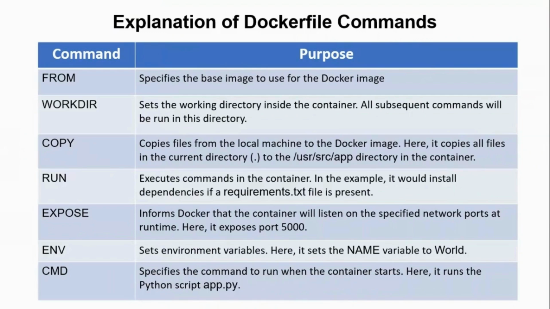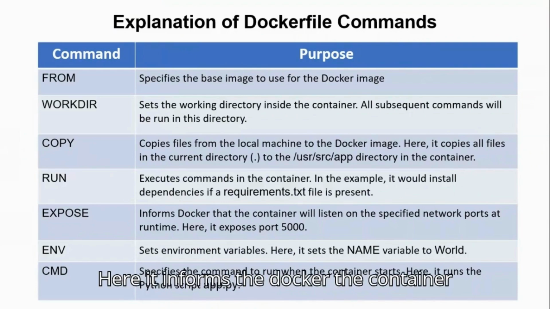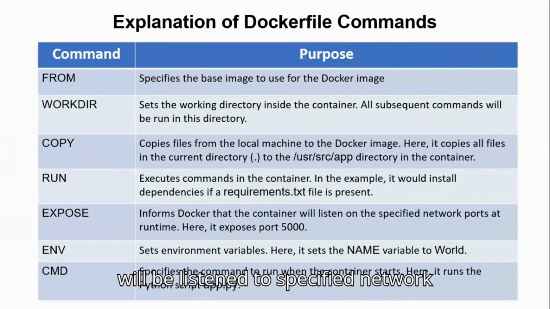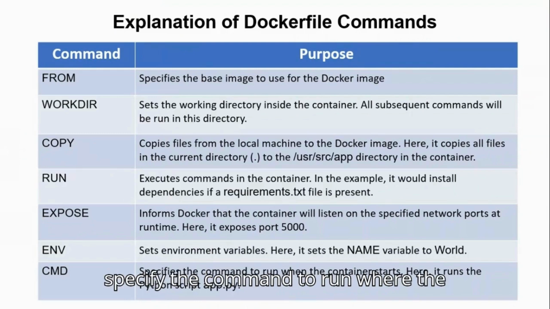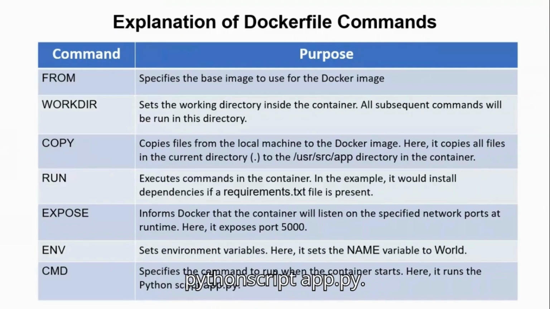Next is EXPOSE. Here, it informs Docker that the container will listen on the specified network port at runtime. So here, we are exposing port number 5000. Next is ENV, the environment. This sets the environment variable. Like here, it sets the NAME variable to World. Next is CMD. This is where we specify a command to run when the container starts. Here, it runs the Python script app.py.